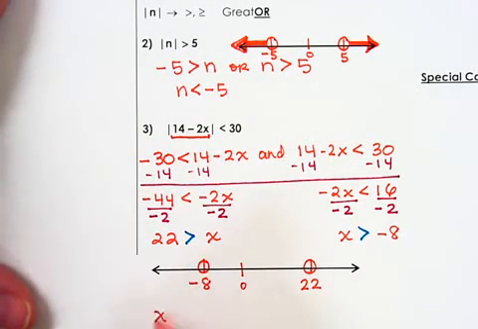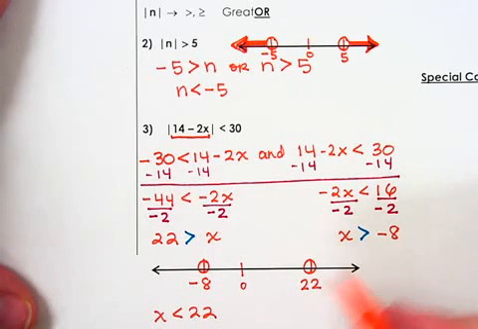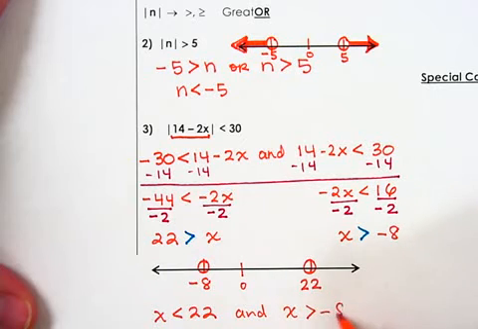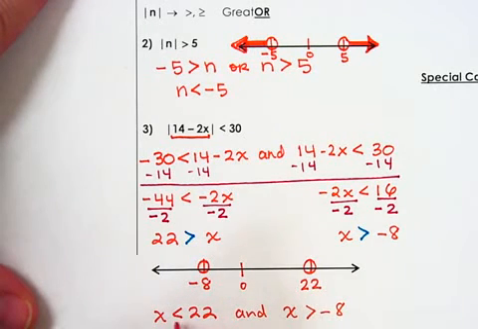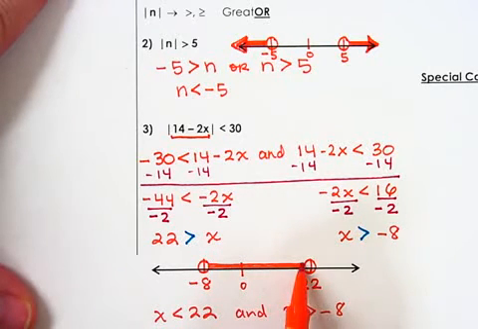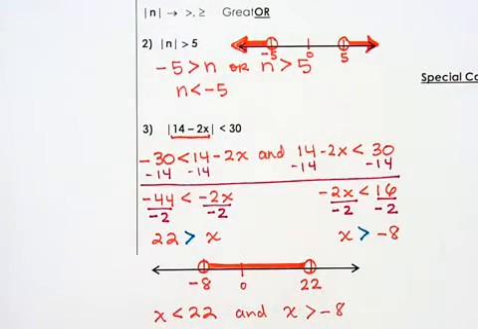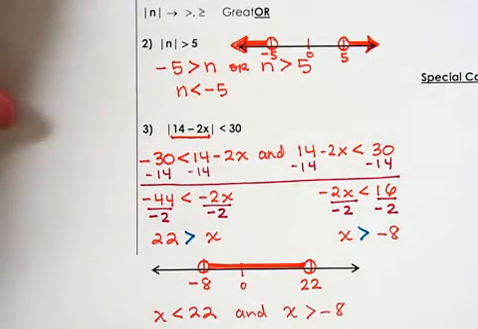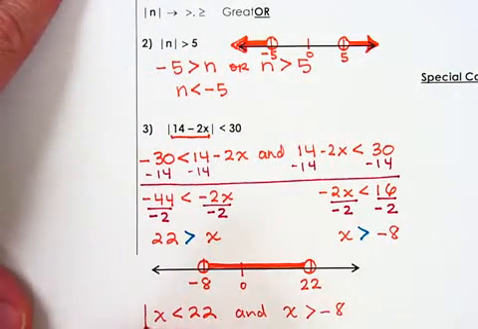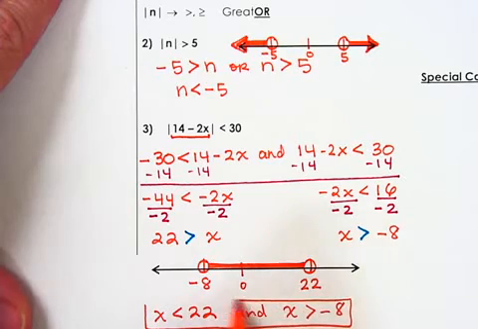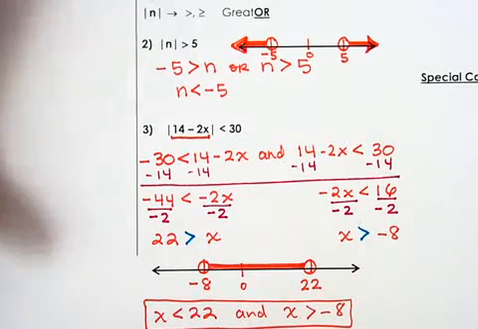So it's really x is less than 22 and x is greater than negative 8. So the numbers that are less than 22 and greater than negative 8 are going to fall between these. So even though we switched the arrow, it's still an and statement because we started with the less than in the beginning. Okay, so here's my solution, and then there's the graph of the solution.